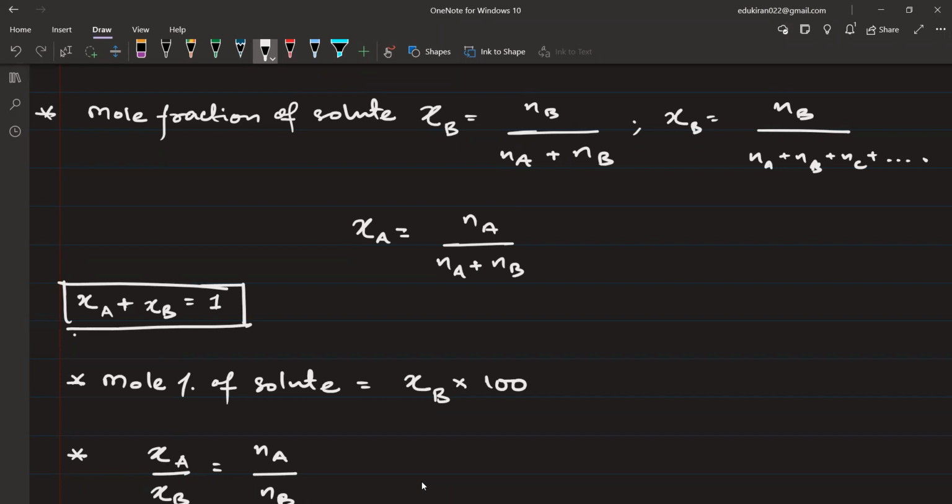Now, if they have given you the mole fraction of one component, okay, we will do that later, but first look here. Mole percentage of solute is equal to chi B into 100.